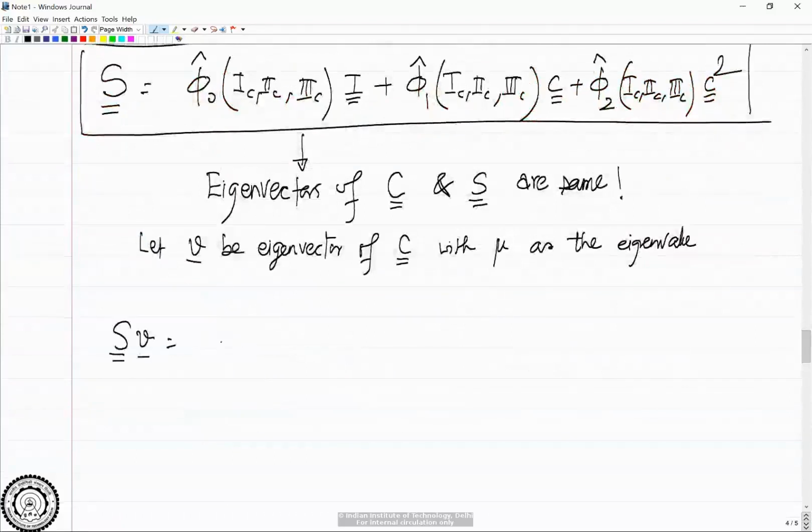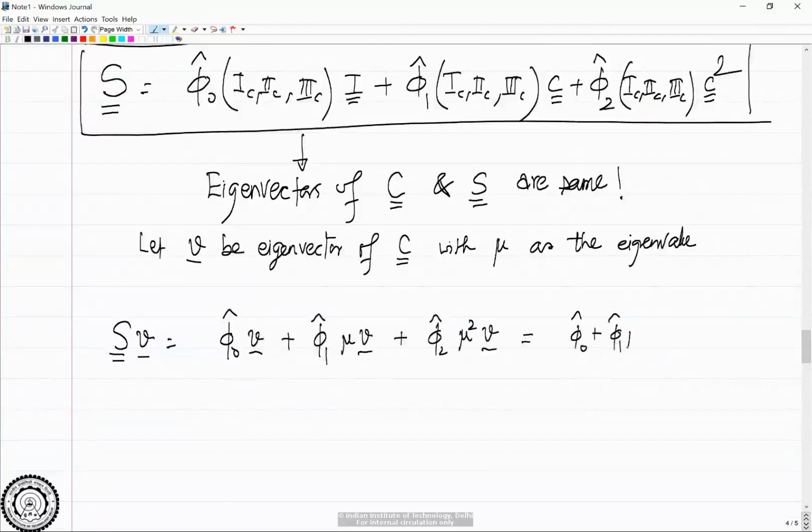You get to that expression: it is simply phi naught hat into V plus phi 1 hat into CV, which is mu times V, plus phi 2 hat into C square V, which is mu square into V. And that's simply phi naught hat plus phi 1 hat mu plus phi 2 hat mu square, into V. So this tells us that V is also an eigenvector of S. This is what I wanted to say, that the eigenvectors of C and S are the same.